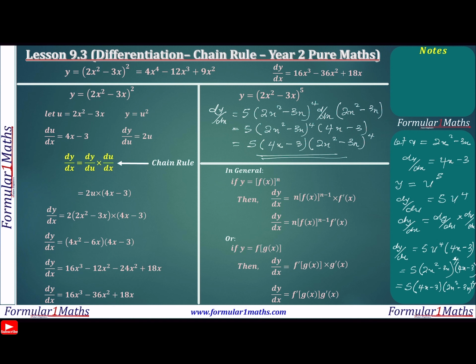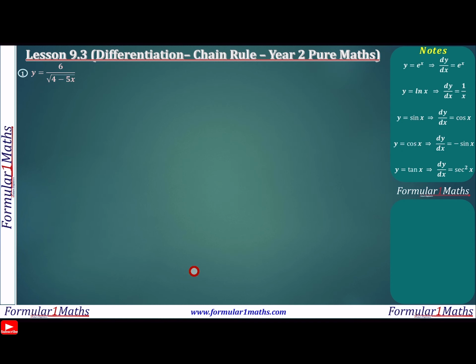We are now going to answer a few more questions using the process and also doing it mentally to give you some practice. It's advisable to pause the video, try it yourself, and then move on. So the first one, I've got y is equal to 6 over the square root of 4 minus 5x. First, I'll need to rewrite this one appropriately like that. And then let u equal 4 minus 5x. That means y equals 6u raised to the power minus half.